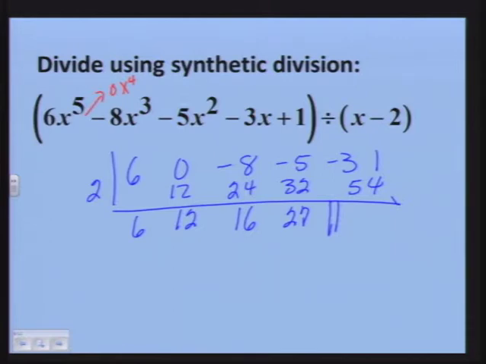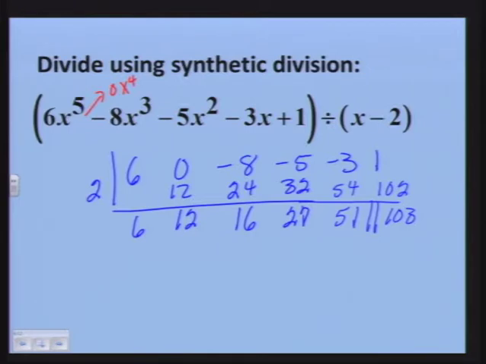no, that's a 3, isn't it? I'm sorry. Let me erase that. That 54 goes under my minus 3. So 54 minus 3 gives me 51. Then 2 times 51 is 102. And now my remainder is 103.